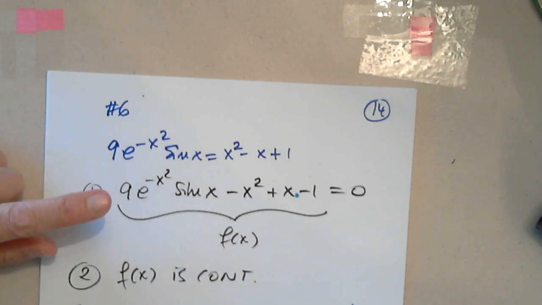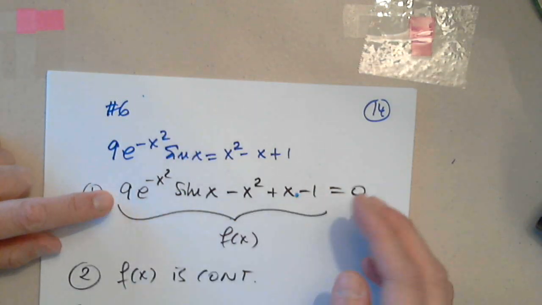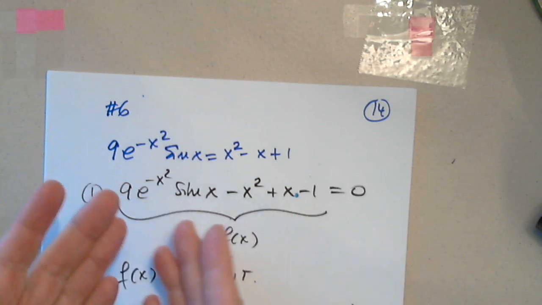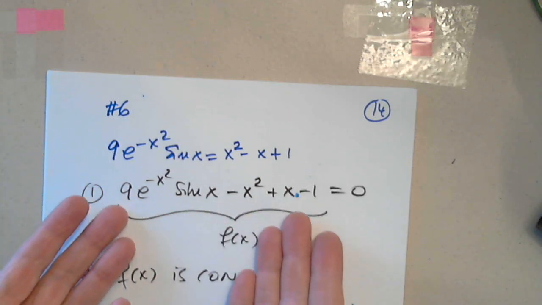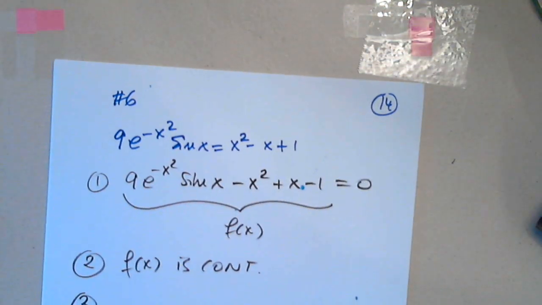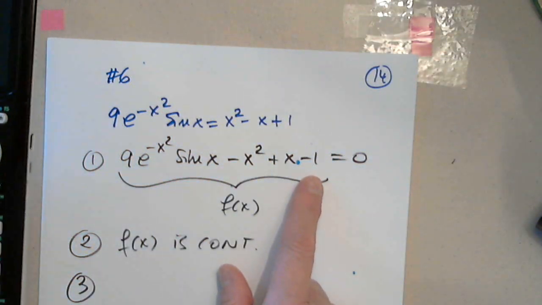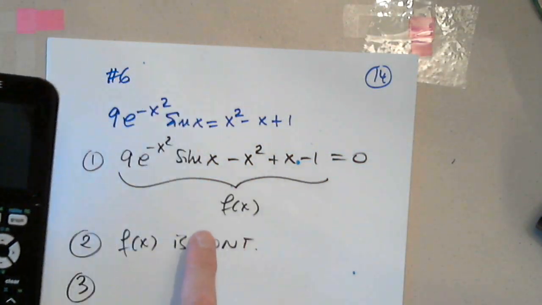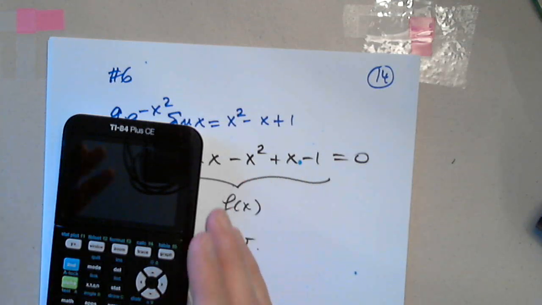We picked from WebAssign, and I have to move everything to one side to create the function. The function is continuous because it's a sum of continuous functions. Everything is continuous here. But I have to plug it in carefully in the calculator to find an interval where the function changes sign.